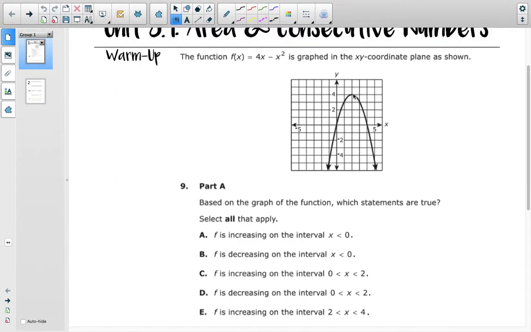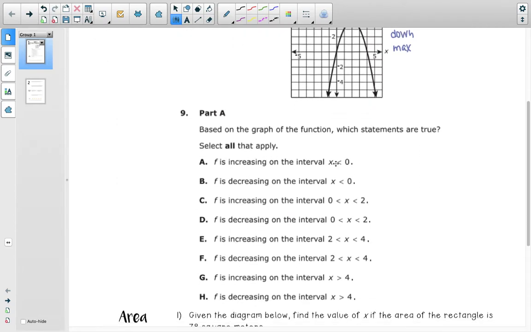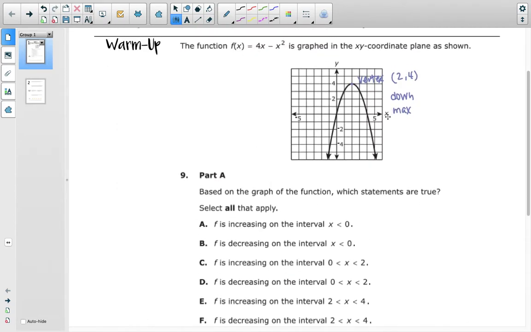If I asked you what this is, you'd tell me that's the vertex, and the vertex is (2, 4). And if I ask you if it's opening up or down, you would tell me it's opening down. And if I asked you if it's min or max, you'd say it's a max. Now, some of the terms we're going to talk about here in a little bit, we haven't really gone over, but it's possible. The other thing I want to ask you: what are the solutions or the zeros? And you would tell me it's x equals 0 right here and 4.